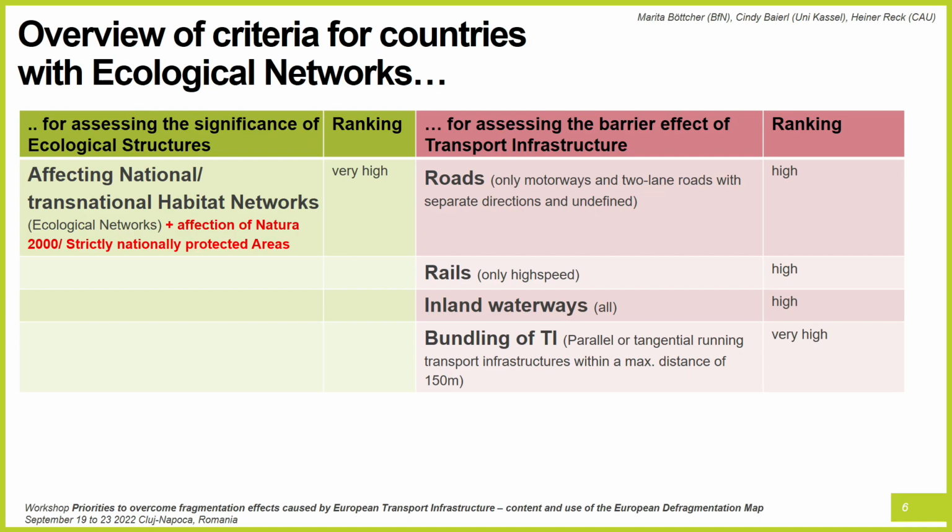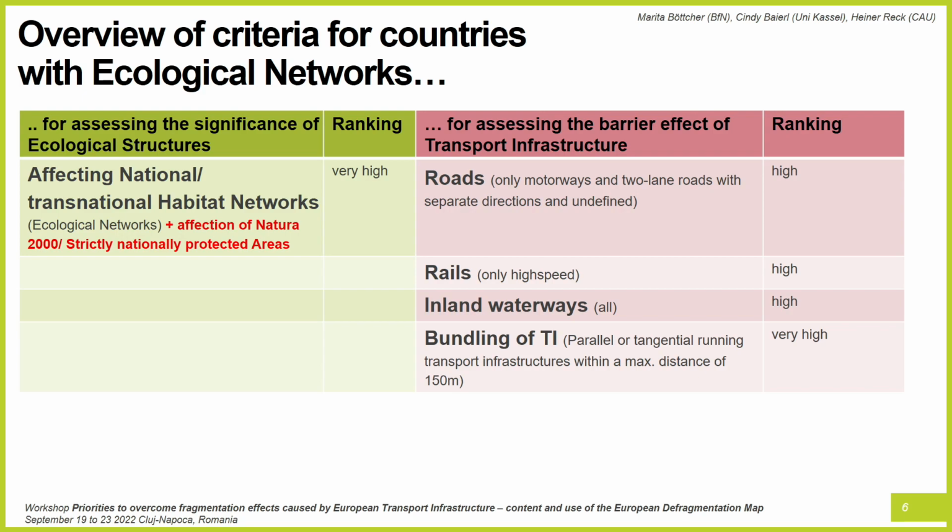Here you can see an overview of the criteria for the countries where we have ecological networks. Currently, we could collect ecological networks from 17 European countries with differing quality. Mainly we can use GIS or vector data, but we also have raster data, which are a bit complicated to analyze and fit into the map, but we try our best. For assessing the significance of ecological structures, we are looking at the overlay between very effective TEN-T network elements and the habitat networks of the countries. In addition, to weight the identified sections, we check the effect on Natura 2000 sites and national strictly designated areas.